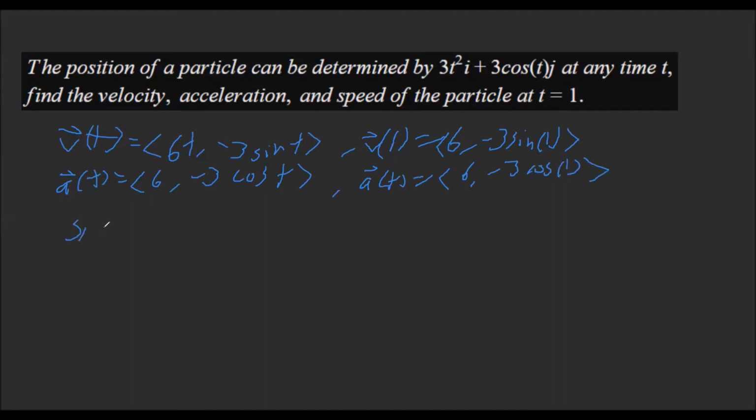Now, the speed, of course, is equal to the square root of the x component of the velocity squared plus the y component of the velocity squared. So let's plug that in. This ends up being equal to the derivative of 36t squared plus 9 sine of t squared.